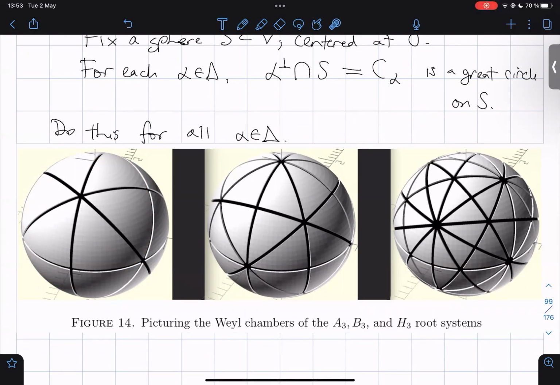Here you have 48. Here's something more interesting, where I forget the count for this one, 120, I think. These are the Weyl chambers of the A3, B3, and so-called H3 root systems. Just a bit of a warning, however. Here I've put B3, but it's actually also the C3 Weyl chambers at the same time.